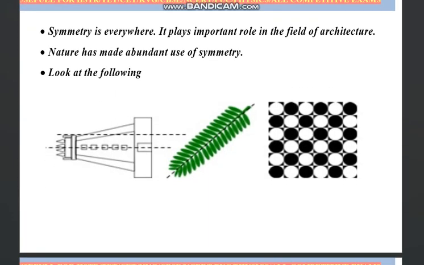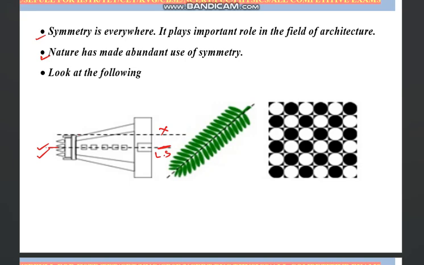Symmetry is everywhere. It plays an important role in the field of architecture. Nature has made abundant use of symmetry. Look at the following examples. In this, we have a symmetric line. This line is not symmetric because it will not divide this figure into exactly two parts, but this line will divide the given figure into exactly two parts. Hence this is a line of symmetry.